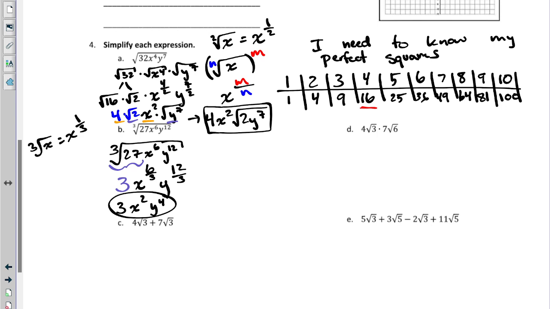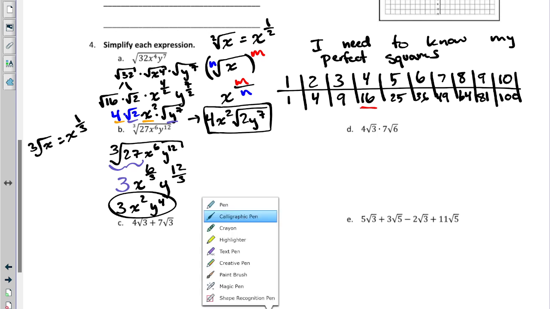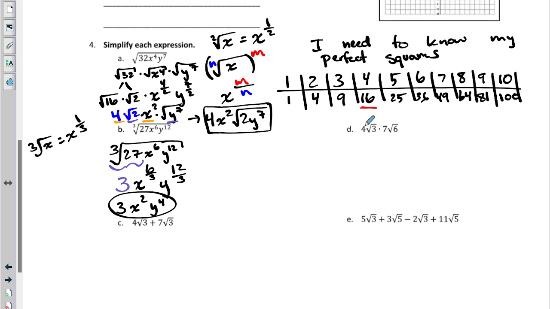Okay, what about these ones then? These ones are kind of different. Well, here's what I can do. I can multiply everything that's outside a square root together and everything that's inside of a square root together. And so I'm just going to start with that on D. I guess I skipped C. Let's go to D first, I guess. So I'm going to multiply 4 times 7. That's 28. And then I'm going to multiply 3 times 6 inside a square root. That's the square root of 18. Okay?